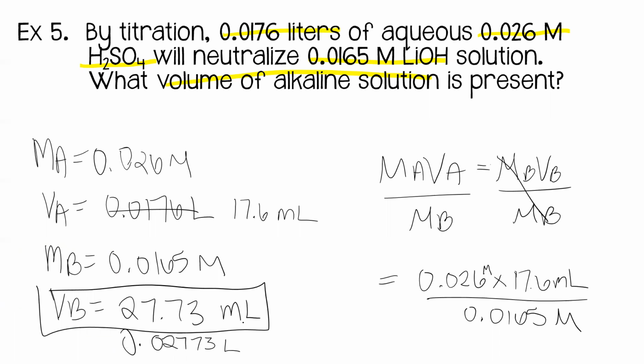Okay, so that is titration calculations. MAVA equals MBVB. You'll be given 3 of the 4, where MA is molarity of acid, MB is molarity of base, and then VA and VB are the volumes of acid and base, either both in milliliter or both in liter, unless the directions state which one.